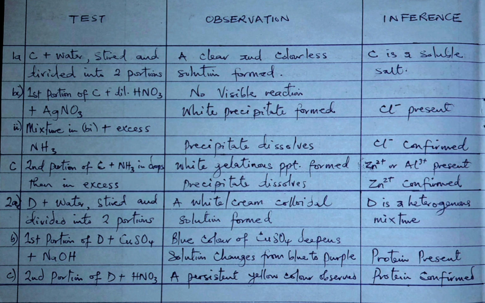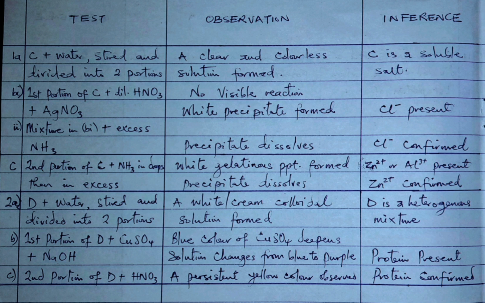That is the Biuret test, in case you are asked. So that's what we just did here. We added CuSO4, copper sulfate, to the first portion of D, and we saw that the blue color of CuSO4 was there and just a little deeper. Then when we added sodium hydroxide, an alkali, remember, in alkaline solution the copper 2 in CuSO4 formed a complex with the peptide bond, and because of this complex that is formed, the solution turned from blue to purple.